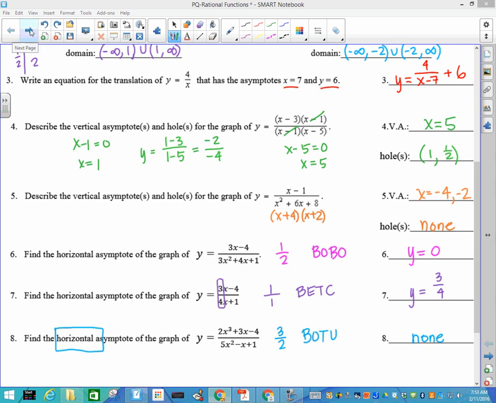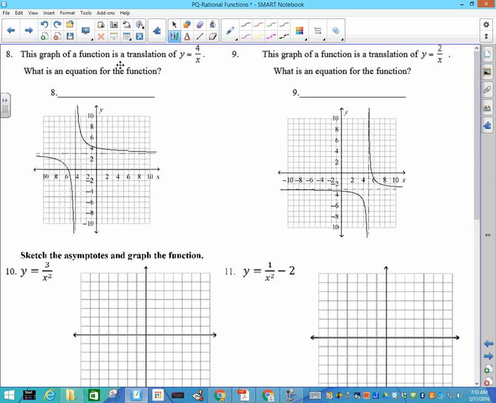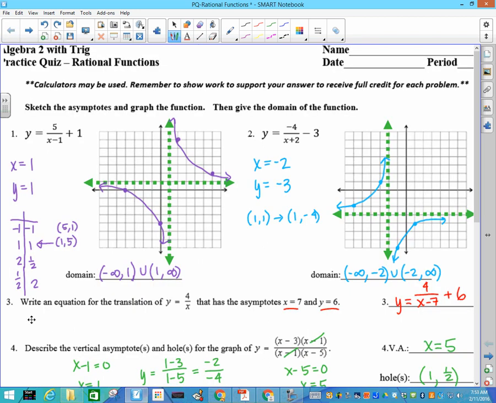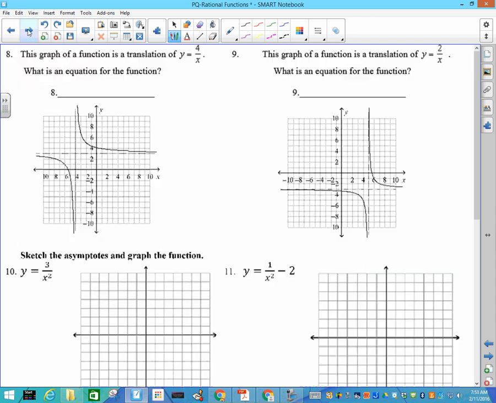Okay, turn your papers over. The graph of this function is a translation of y equals 4 over x. What is the equation for the function? This is just like this problem right here, but the difference is I didn't tell you the asymptotes. You have to find them from the graph. So if we look at what they are from our graph, this crosses at -4, so I have x equals -4. This would be a great way to show me your work when you're working these, in case you mess up. And y is equal to 3.